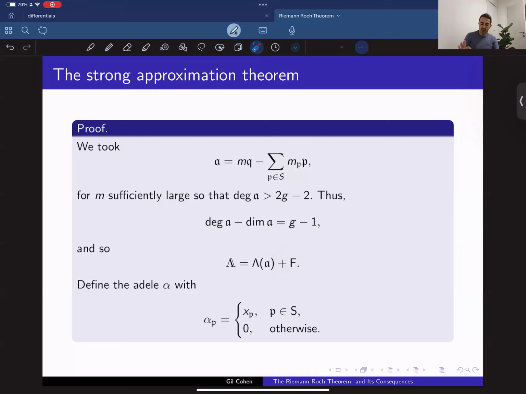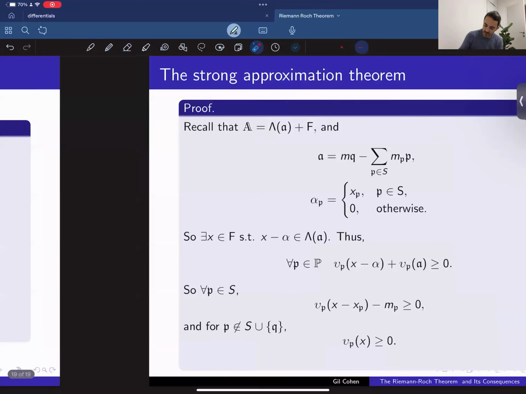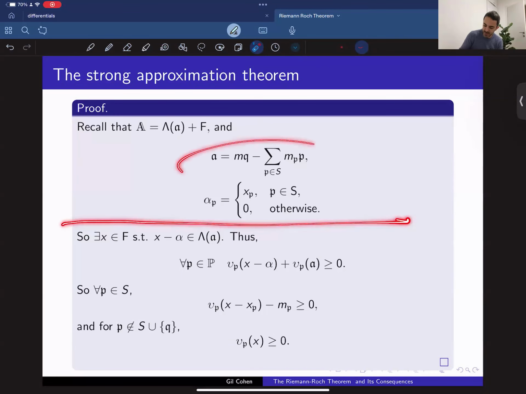So we're going to consider the following particular adele, which will suit our needs and will encode the XPs that so far we haven't used. So the adele will assign the function XP that you got for every P in S and 0 otherwise. Because S is finite, this is indeed an adele, because there could be only finitely many prime divisors in which XP has a pole, because 0 never has a pole. So that's an adele. Right, so this is what we did so far. That's the divisor that we have, and that's the adele we defined.